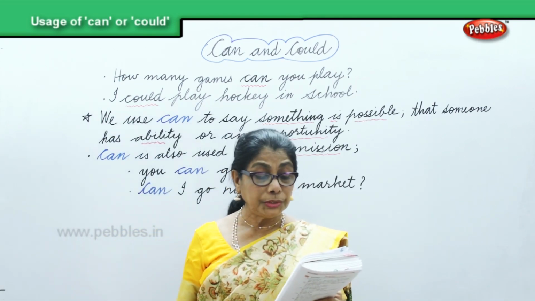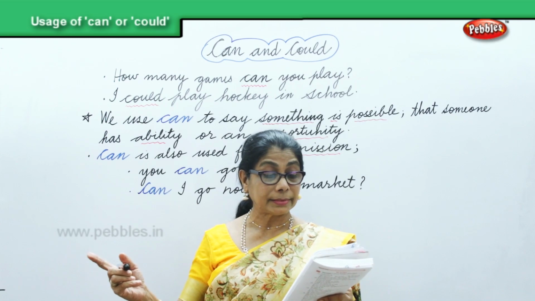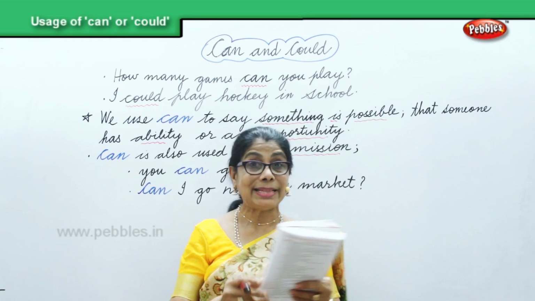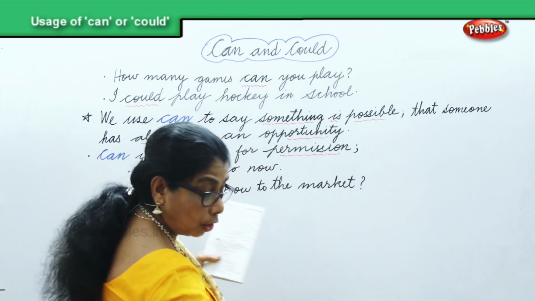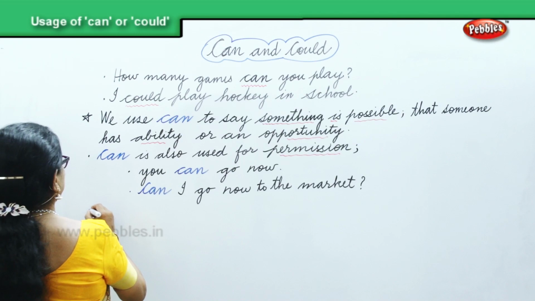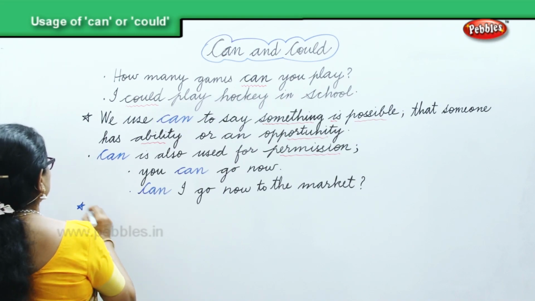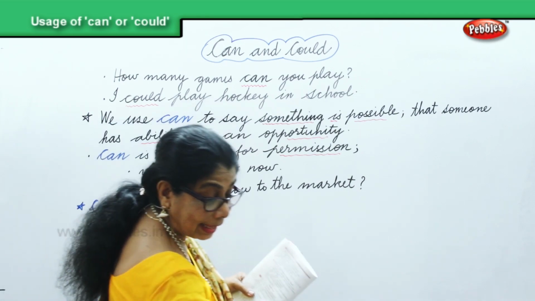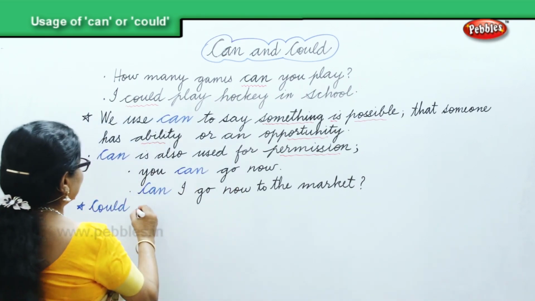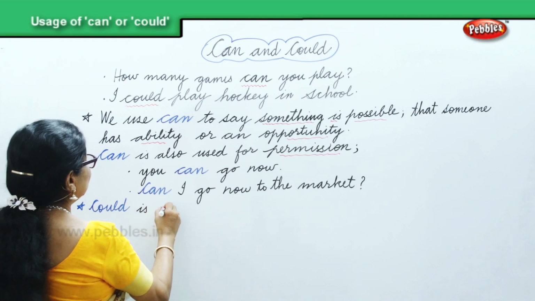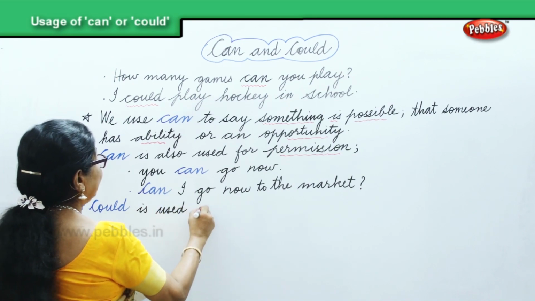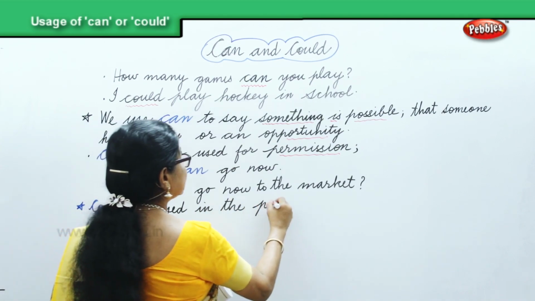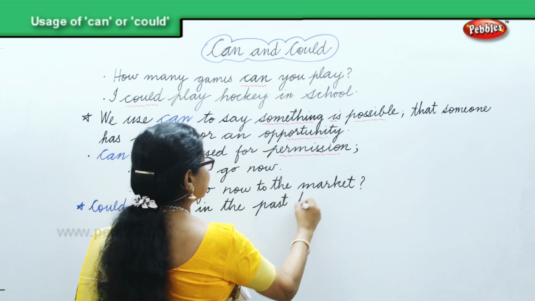Next one. Could is used in the past tense. Now we are going to look at could, which is used in the past tense. Let's look at could. Could is used in the past tense.